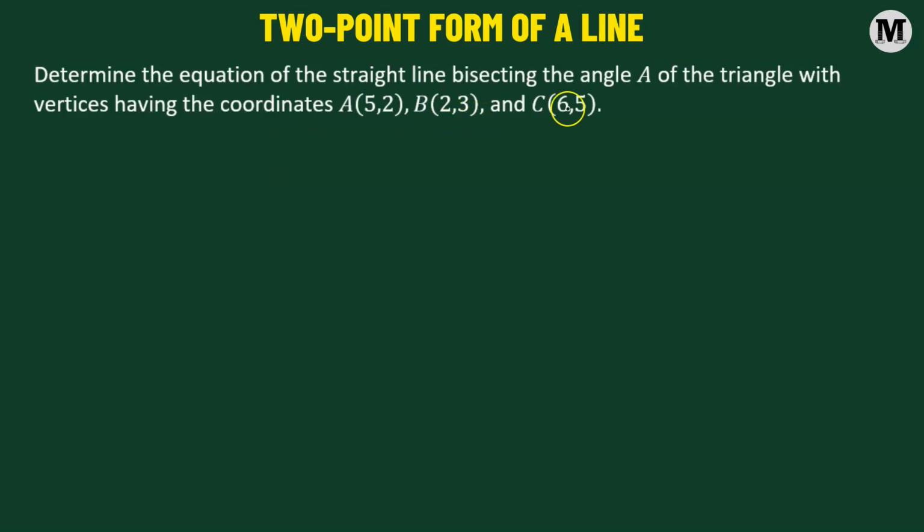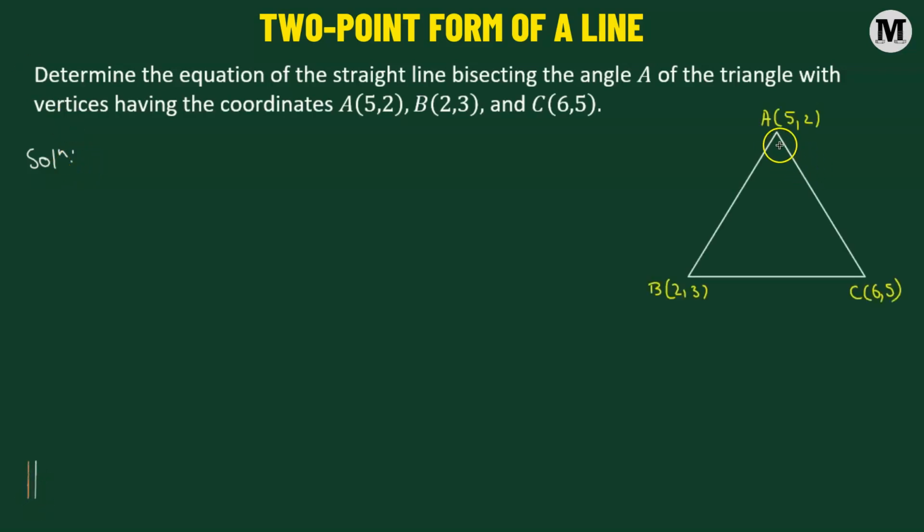Determine the equation of the straight line bisecting the angle A of the triangle with vertices having the coordinates A (5, 2), B (2, 3) and C (6, 5). Let us begin. So we'll first consider a triangle ABC.